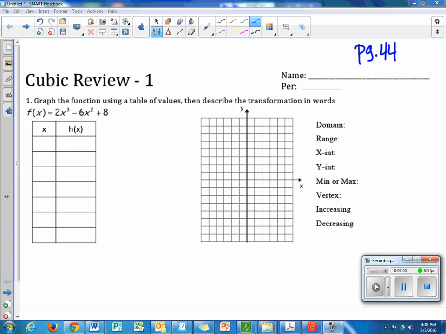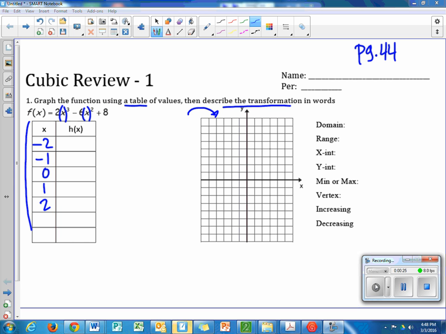Hi class, this video is a review for you guys for tomorrow's cubic functions test. In front of us here, you need to fill out this table and then describe the transformations. You do not have to complete this entire table here, but as long as you complete some numbers in order for you to graph afterwards. So let's do -2, -1, 0, 1, 2.